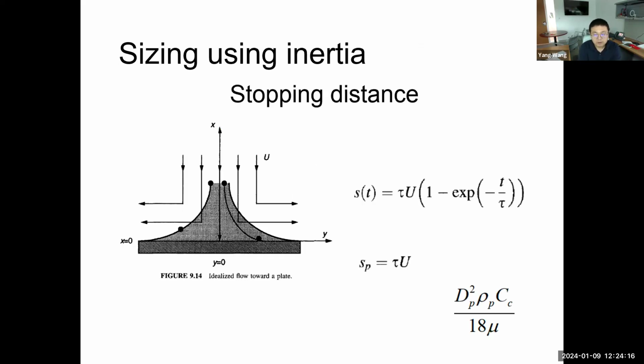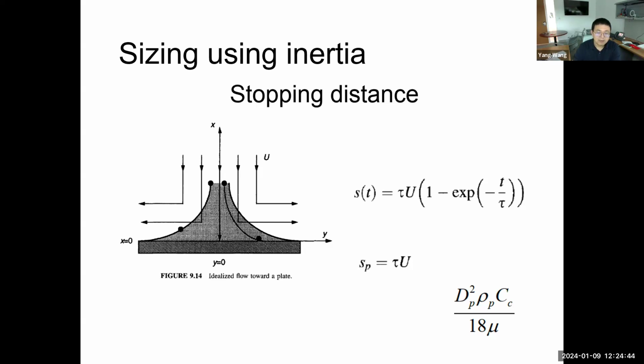So if you have gone through Dr. Biswas's tutorial, he has introduced aerosol inertia, right? So we could actually use the inertia of the aerosols to measure their sizes. For example, one of the most important parameters in particle inertia is the stopping distance, which describes how far a particle can travel once they are stopped, or basically once the flow becomes stagnant, right?